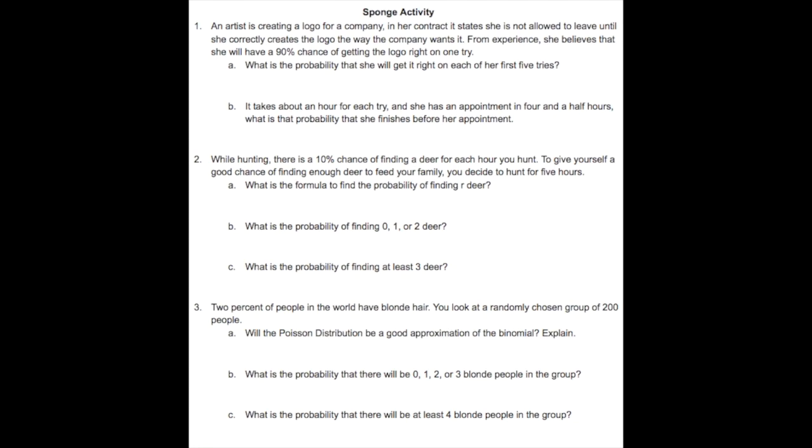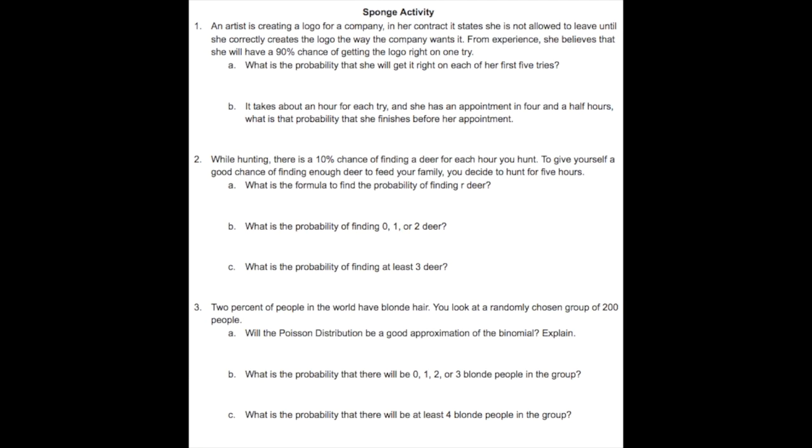For number 1, an artist is creating a logo for a company. In her contract, it states she is not allowed to leave until she creates the logo the way the company wants it. From experience, she believes that she will have a 90% chance of getting the logo right on one try. A, what is the probability that she will get it right on her first 5 tries? And B, it takes about an hour for each try, and she has an appointment in 4.5 hours. What is the probability that she finishes before her appointment?